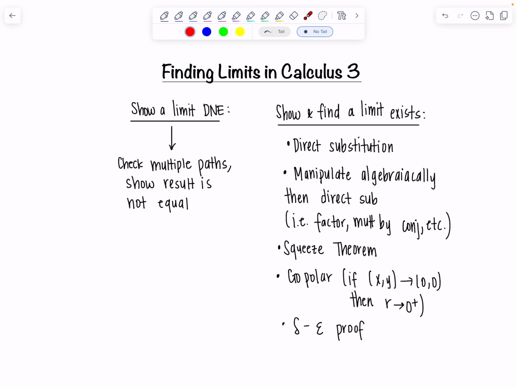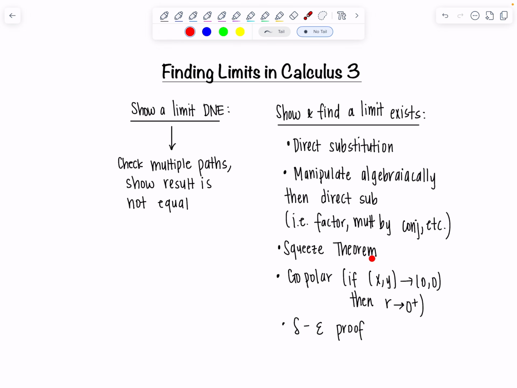If you think you're actually going to get some constant, some finite value for your limit. First one is direct substitution. Just plug in x and y wherever they're going. Second one is manipulate algebraically, then direct sub. So sometimes when you try direct sub, you get an indeterminate form like 0 over 0, but just with some factoring, multiplying by a conjugate, you fix the issue, and then you can use direct substitution.